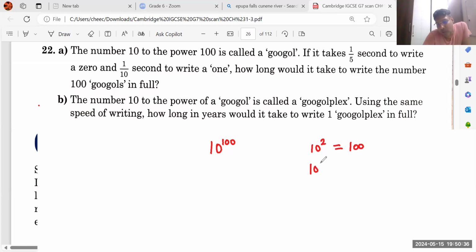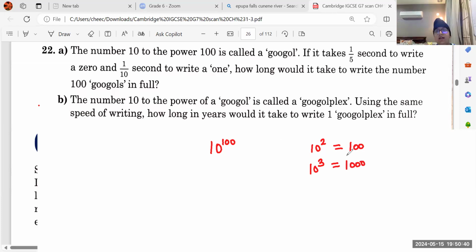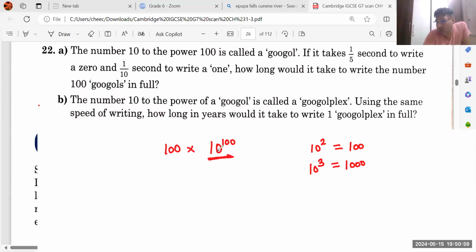What is 10 to the power 3? How many zeros does it have? 3. So how many zeros will 10 to the power 100 have? 100. And we have to write 100 into 10 to the power 100, correct? So 10 to the power 100 will have 100 zeros, right? Yes, sir. Plus 2, so in total we have 102 zeros and 1.